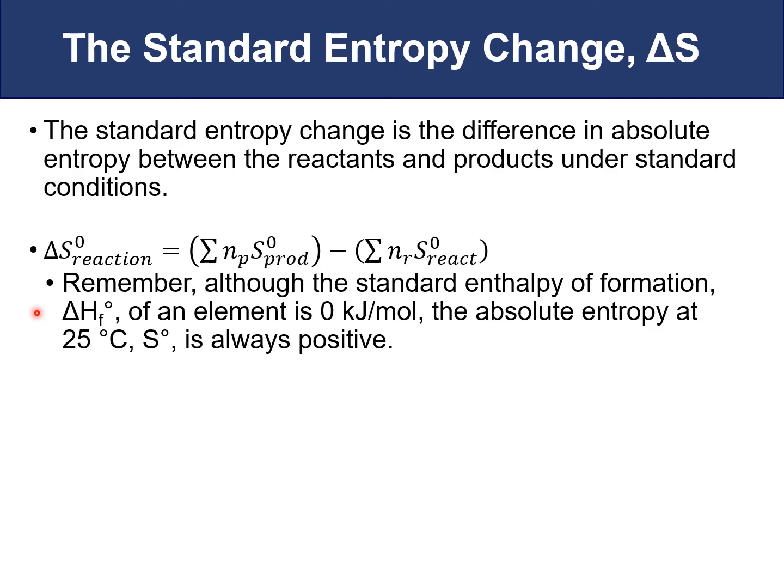Remember again that although the standard enthalpy of formation, delta HF, for an element is 0 kilojoules per mole in the tables, the absolute entropy at 25 degrees Celsius is always going to be a positive number. It will not be 0. That's because the reference state, the state in which the S value, the entropy value, is 0, is at 0 Kelvin in the perfect crystalline form. So whatever you're working with is going to have more entropy than that particular value. So any value you look at in a table for entropy will always be a positive number.